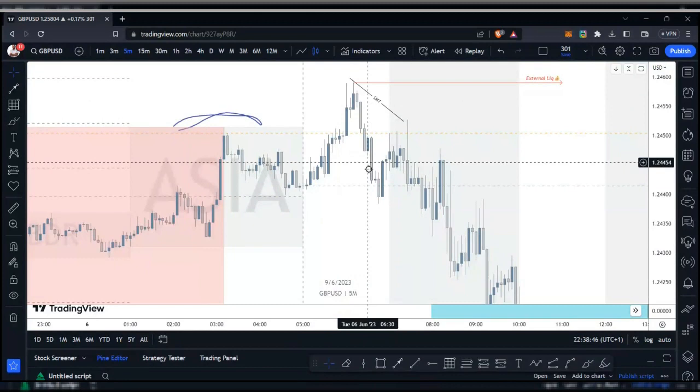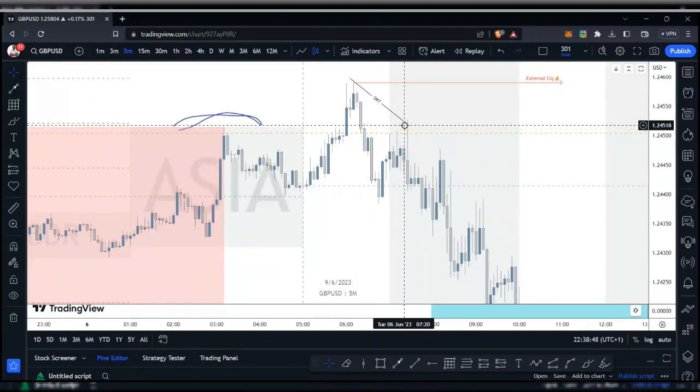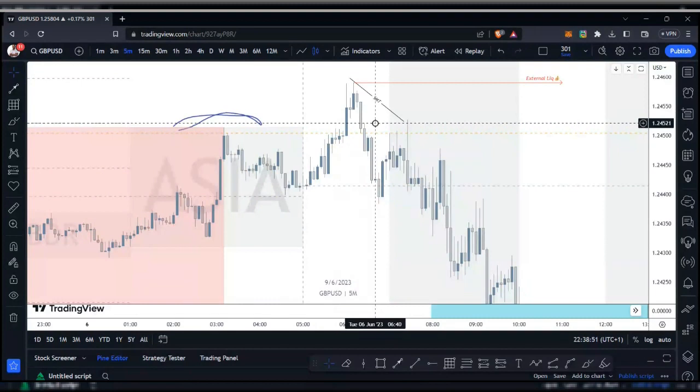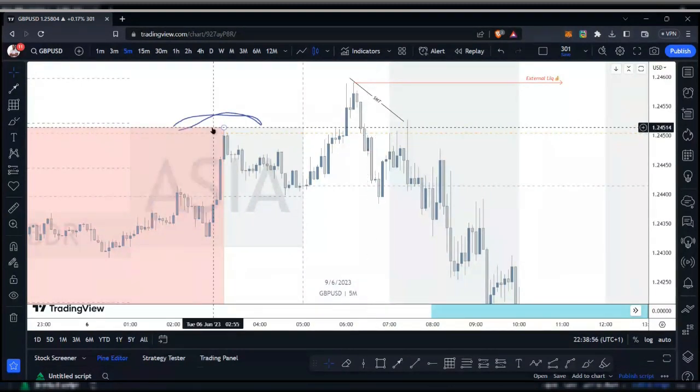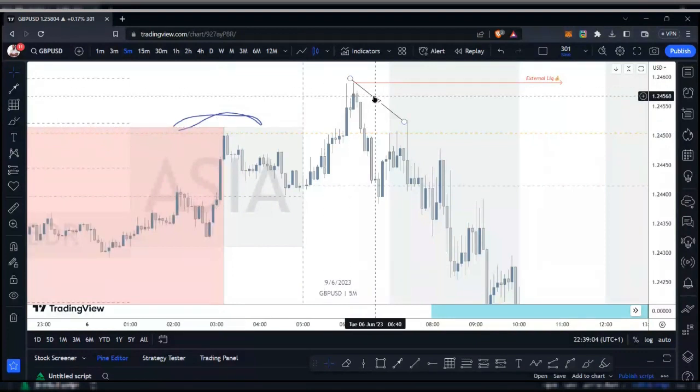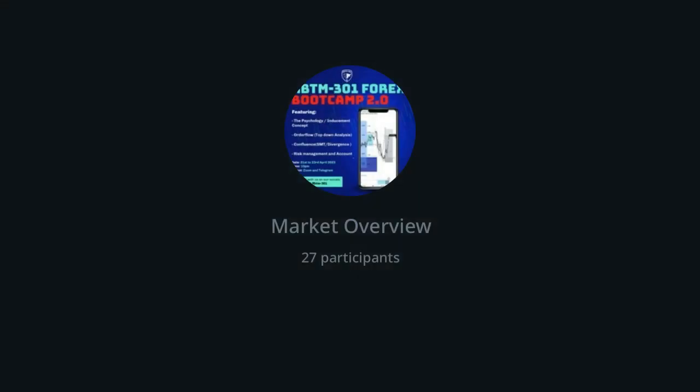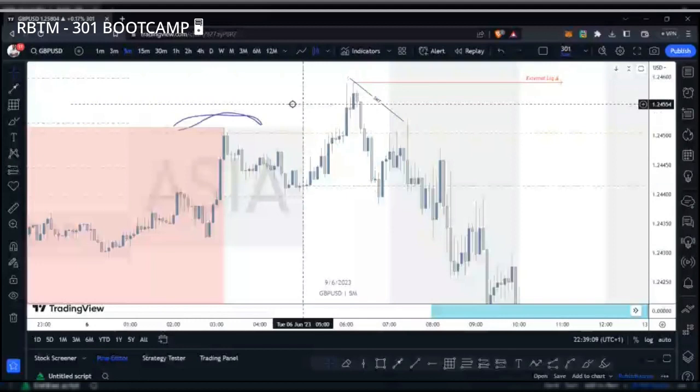Okay, but you couldn't have bought here. But there was something that already signified for you that price is ready to push down after taking that previous day's high, taking out that external liquidity. Which was what? Your SMT. I said I was not going to use SMT, which was a divergence.